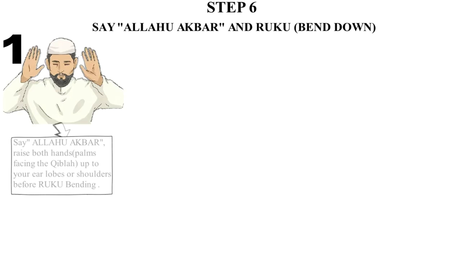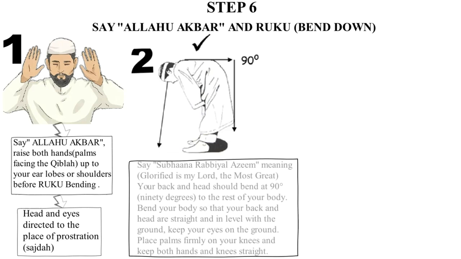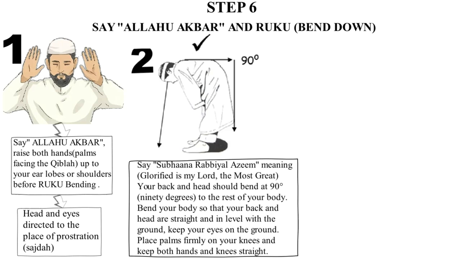Step 6. Say Allahu Akbar and Ruku, bend down. Say Allahu Akbar, raise both hands, palms facing the Qibla, up to your earlobes or shoulders before bending in Ruku. Head and eyes directed to the place of prostration, sajda, say Subhana Rabbiyal Azim, meaning, glorified is my Lord, the most great. Your back and head should bend at 90 degrees to the rest of your body.